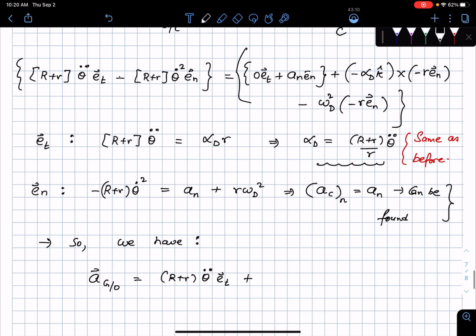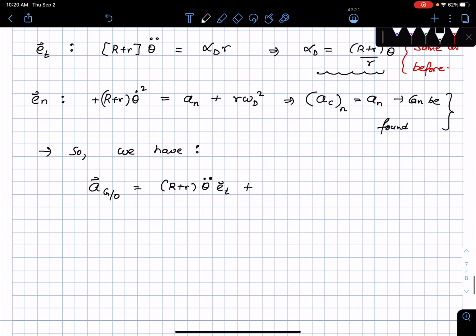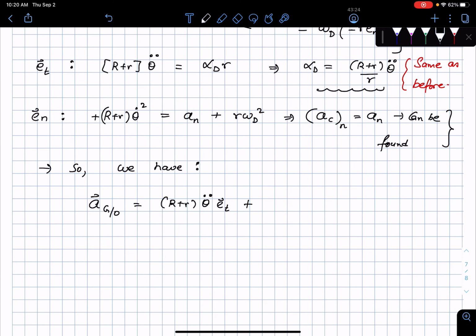And I'm sorry, this has to be a positive sign. So this is a positive sign here. Apologies for that. This was supposed to be a positive sign because it's in a normal direction, right? Circular motion. And other than that, it's fine. Anyway, it's not of interest to us. And this is r plus r theta dot square in the normal direction. Then I obtain alpha of the disk is going to be minus alpha disk in the k hat direction. I had assumed it to be clockwise. I obtain alpha disk to be positive, so my assumption of it being clockwise is still correct. So this is going to be minus r plus r theta double dot divided by r in the k direction.